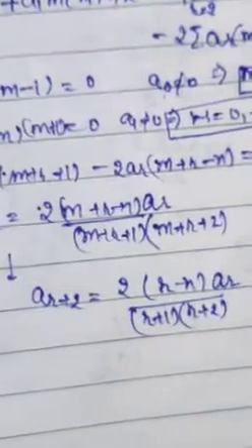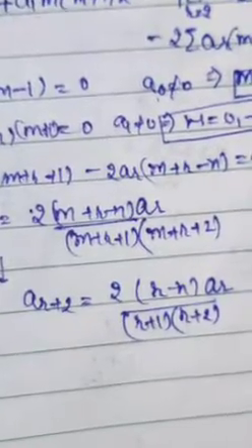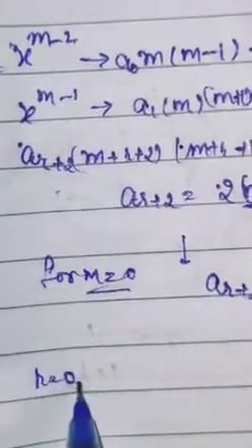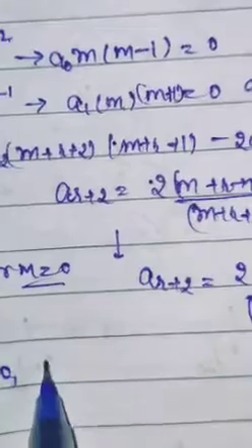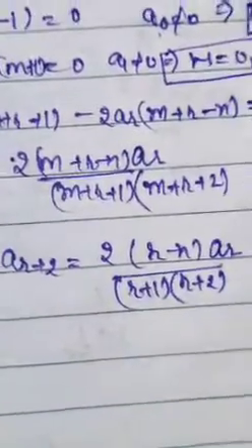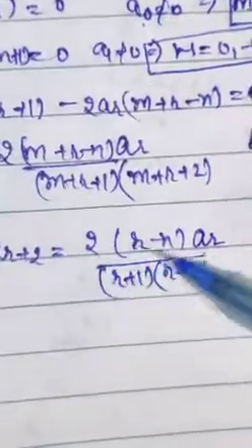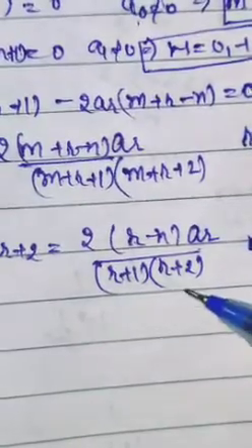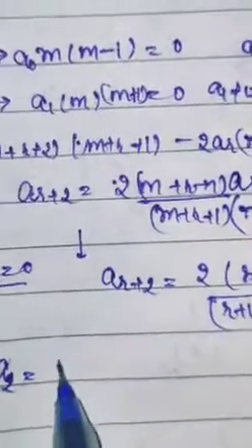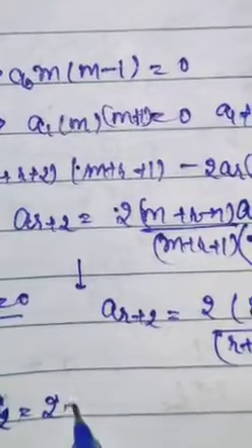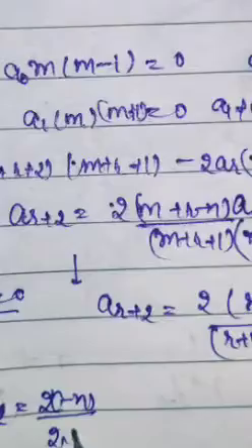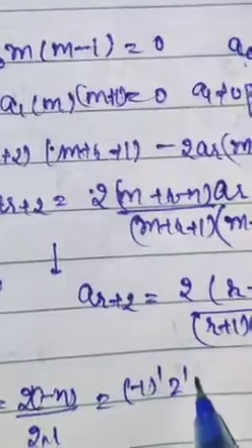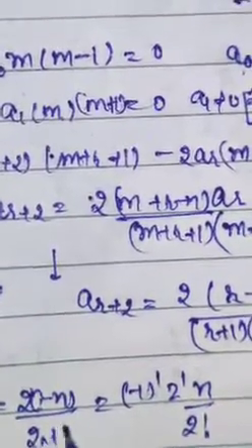So taking the value of r as 0, 1, 2, 3, 4, we get the result. When r is equal to 0, this gives a2 equal to 2 into minus n a0 divided by (0+1)(0+2), that is divided by 2. So we get 2 into minus n divided by 2 into 1. We can write it as (-1) raised to the power 1, 2 raised to the power 1, n divided by 2 factorial, and also a0 here.